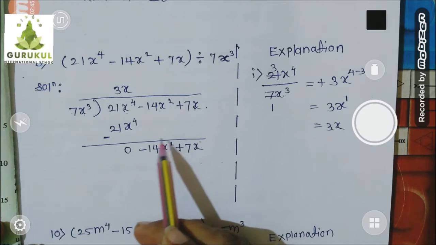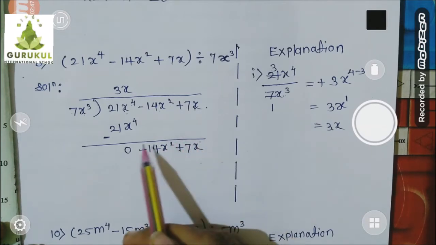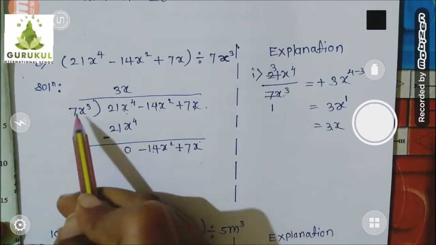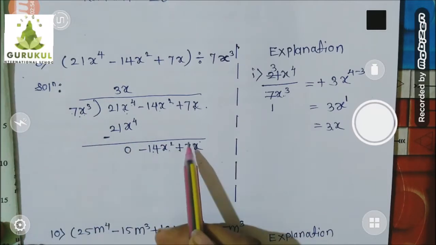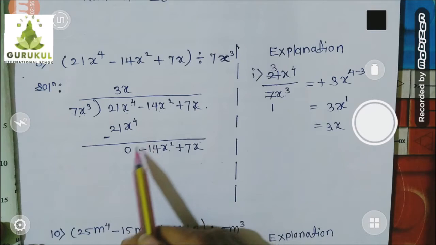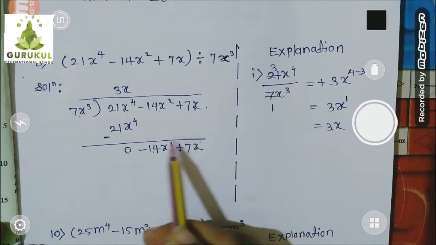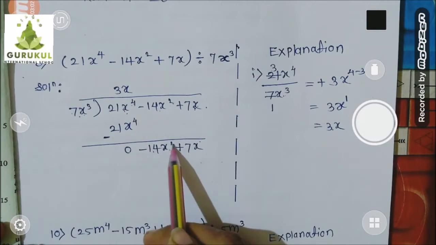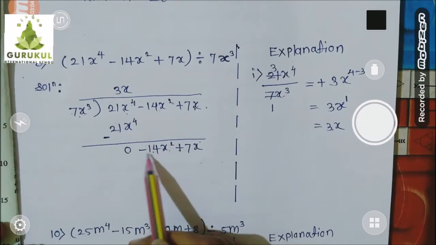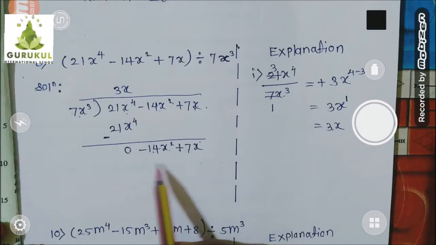First you have to check whether the degree of this remainder is less than the divisor. If it is, then we have to stop the division. Okay, so what is the degree of this polynomial? Degree of the polynomial means highest power. In these two terms, which is the highest power? X raised to 2 means 2 is the highest power. So the degree of this polynomial is 2.